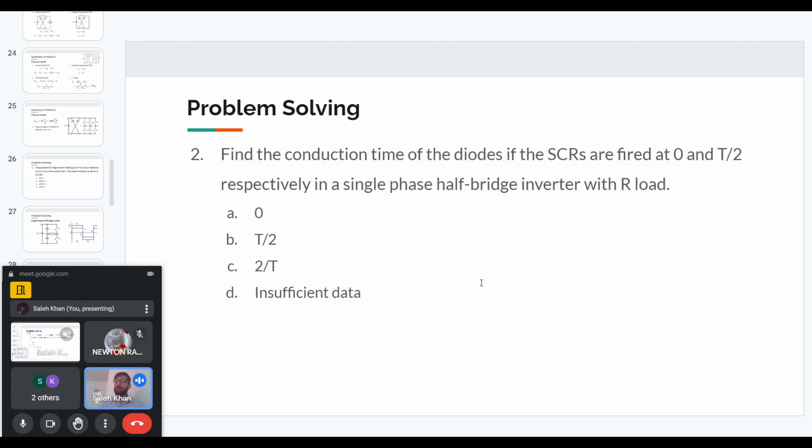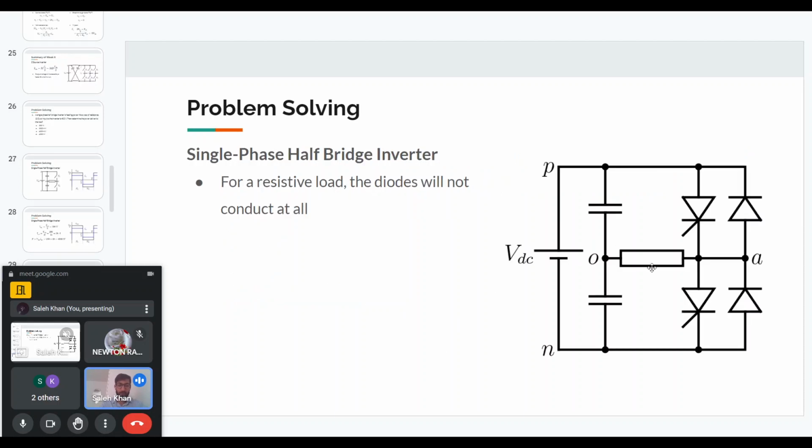The second question is asking the conduction time of the diodes if SCRs are fired at 0 and T by 2 in a single phase half bridge inverter with R load. The options are 0, T by 2, 2 by T, or insufficient data. Let's first see what the circuit looks like.